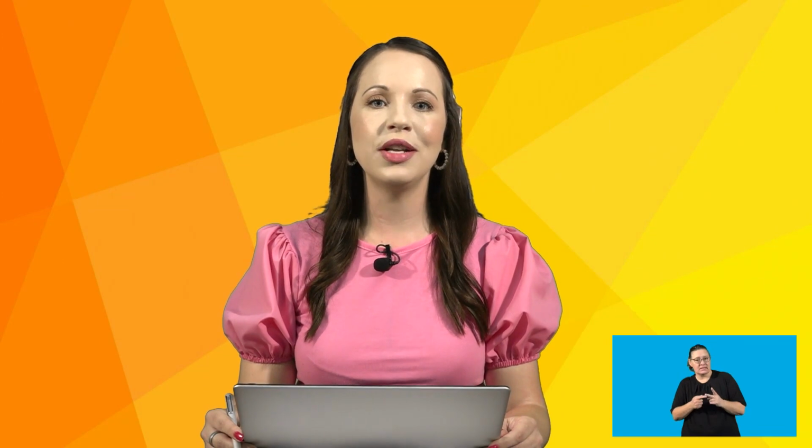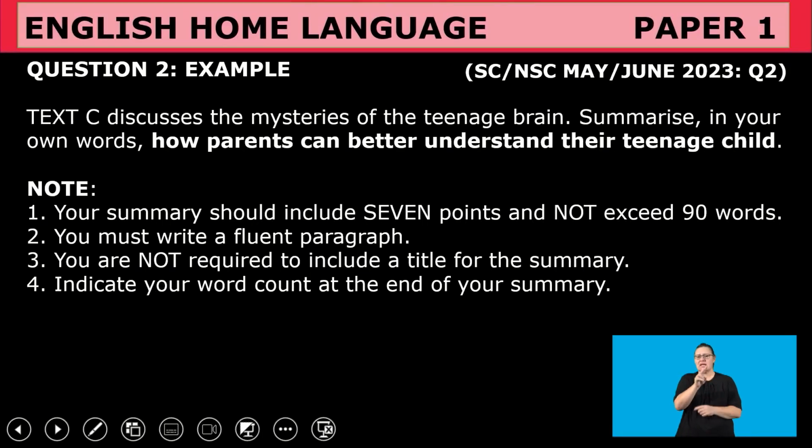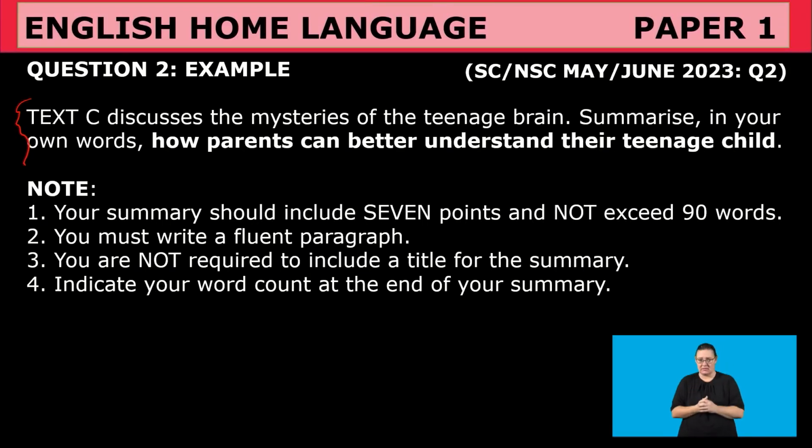Welcome back, learners, to this exam guide on paper 1. We're going to focus next on section B, the summary. When you find yourself at the summary question, you'll always see that it starts with a statement. It's important to take your time and to make sure that you understand the statement. Text C discusses the mysteries of the teenage brain. So there we have the statement. It introduces what the text is about.